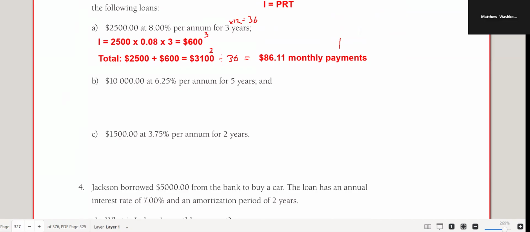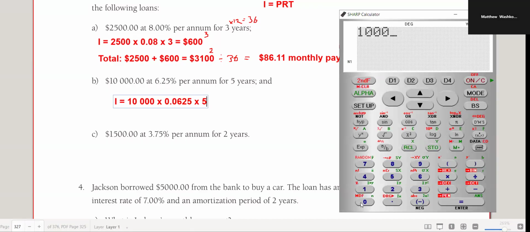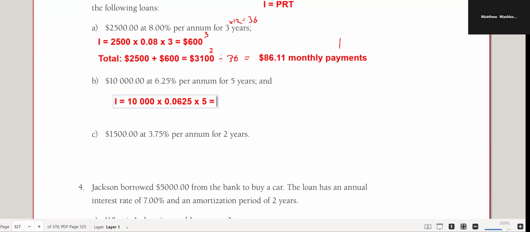Same thing here, right? If you want, you can try even B right now. Pause the video. 3, 2, 1. So for this one, the interest is $10,000 times 0.0625, because that's the interest as a decimal, times 5 years. The interest here is $3,125.